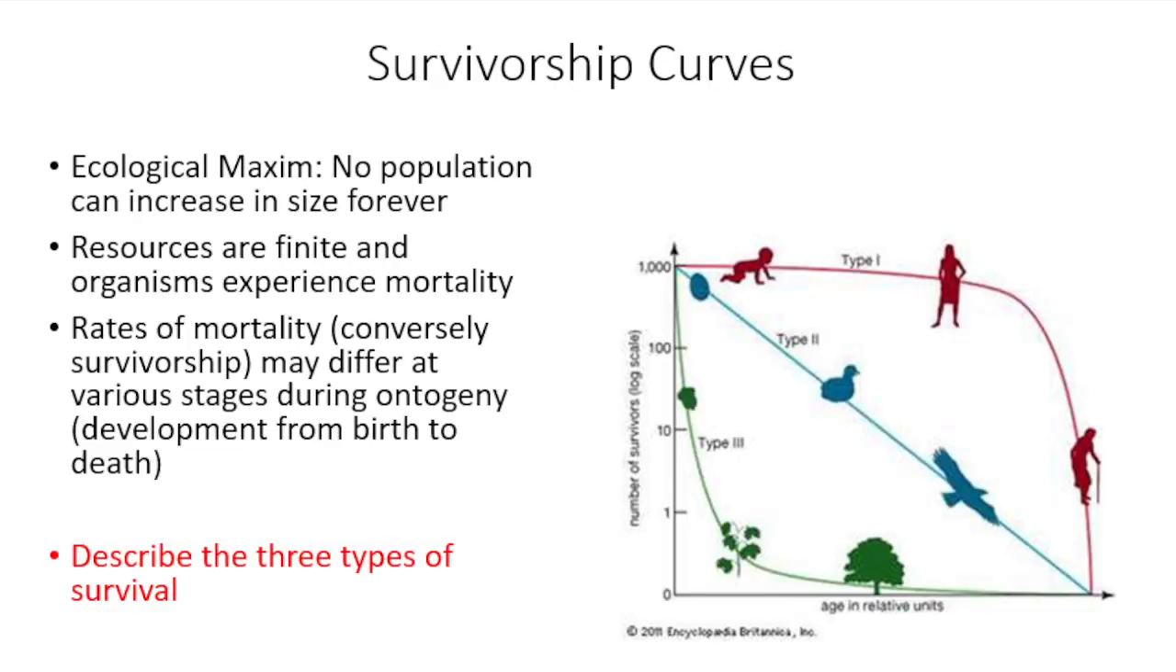In ecology, we have something called an ecological maximum, so no population can increase in size forever. There's always going to be a downfall in population or it will plateau. Resources are finite, and organisms experience mortality. Rates of mortality differ across various life stages, from development to birth to death.